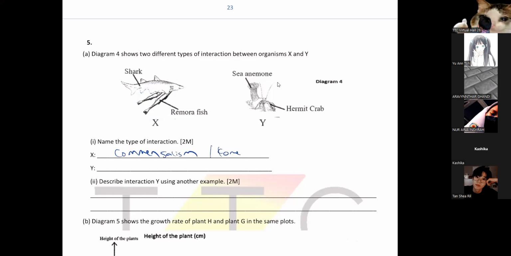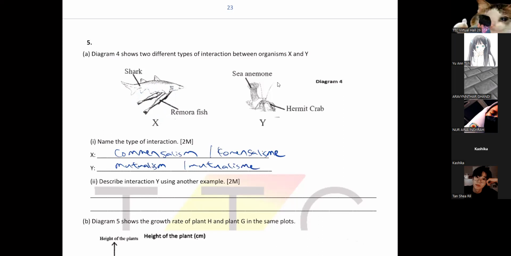Commensalism. And then your Y, this is your mutualism. Okay, mutualism. So describe interaction Y using another example.